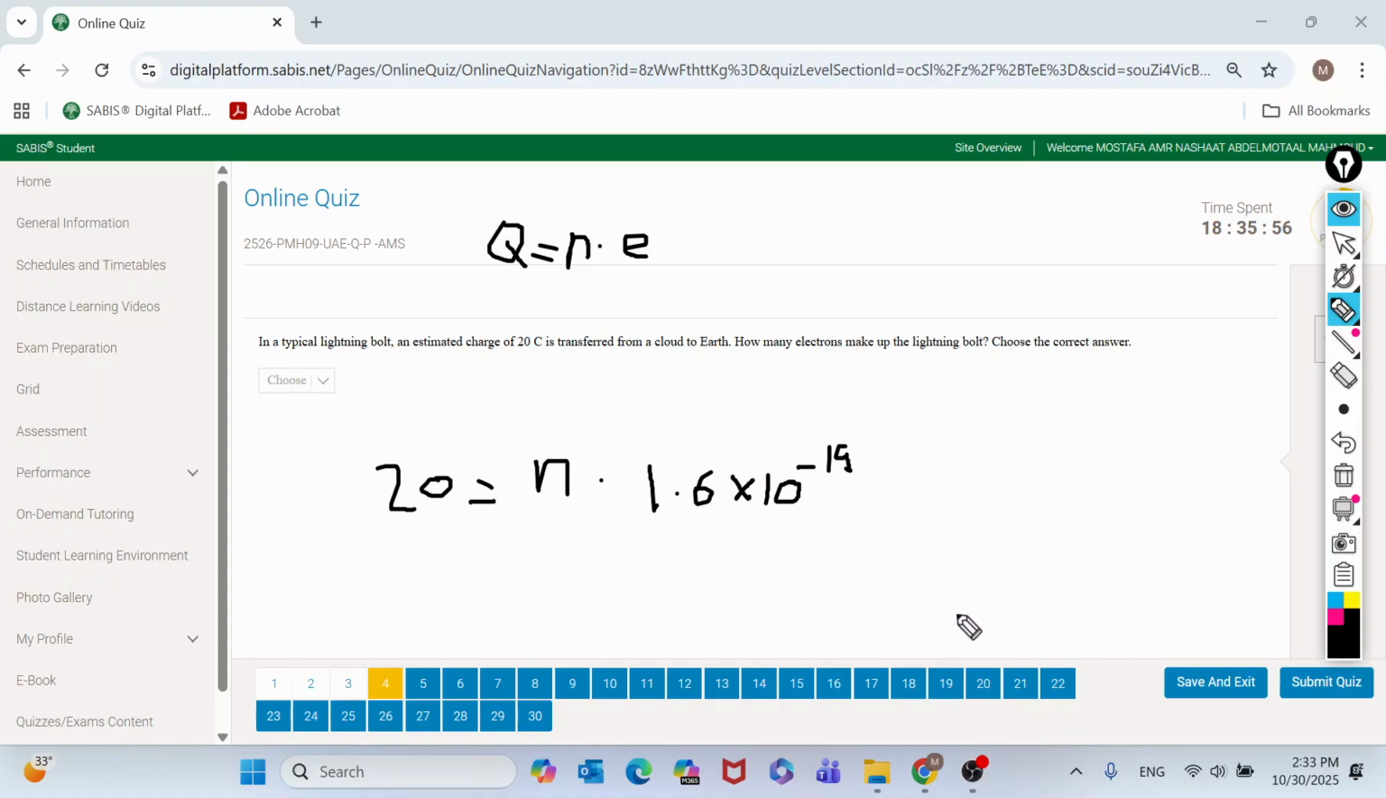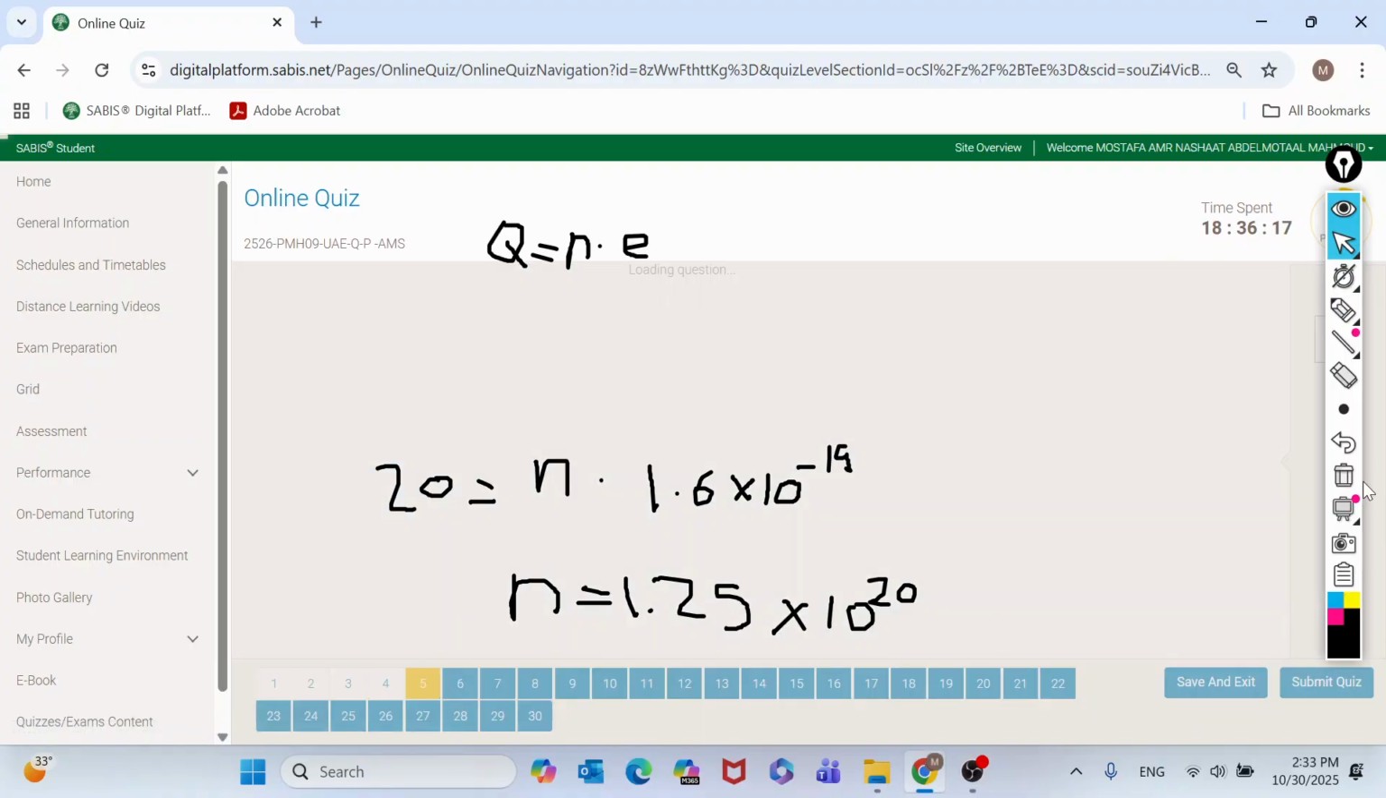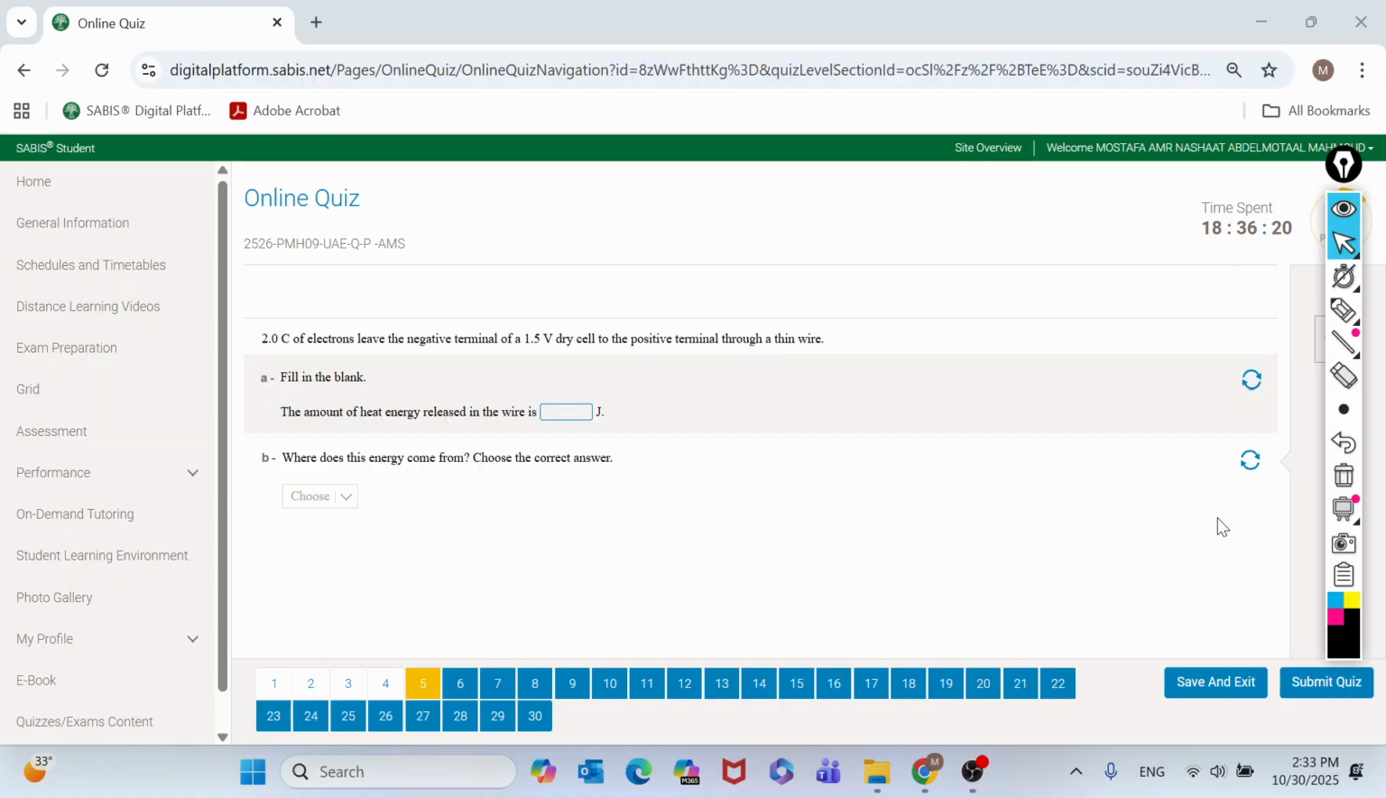Wait, the calculator's taking some time. N is going to equal 1.25 times 10 to the power of 20. Oh, it's 2.0 coulombs, 2.0 coulombs.